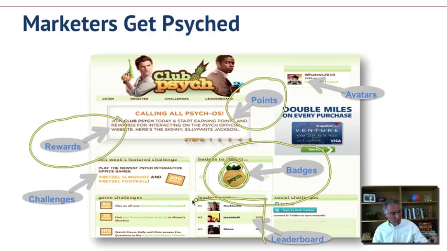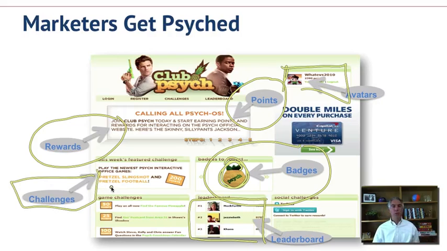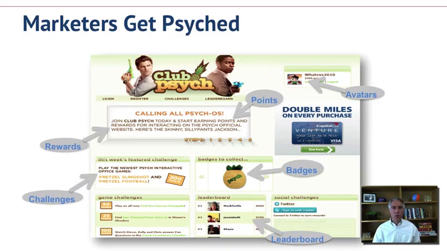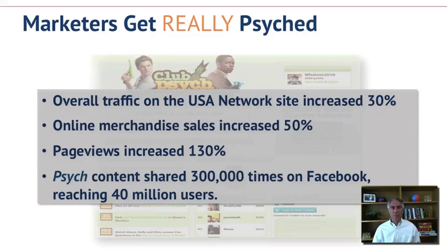Here, down here, we see the leaderboard. Here we see the player's avatar. And here we see challenges or quests encouraging you to do things. All the same kinds of mechanics that we saw already. So USA Network implemented this gamified website for Psych. What were the results? They were pretty successful.